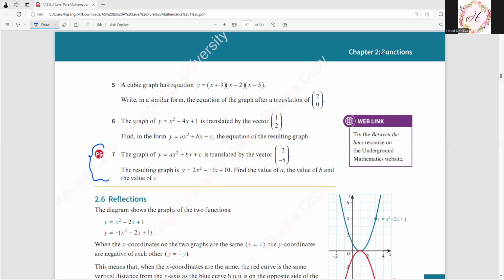Okay, teacher, done. Okay, that one also done. It's clear, right? How to do this one?